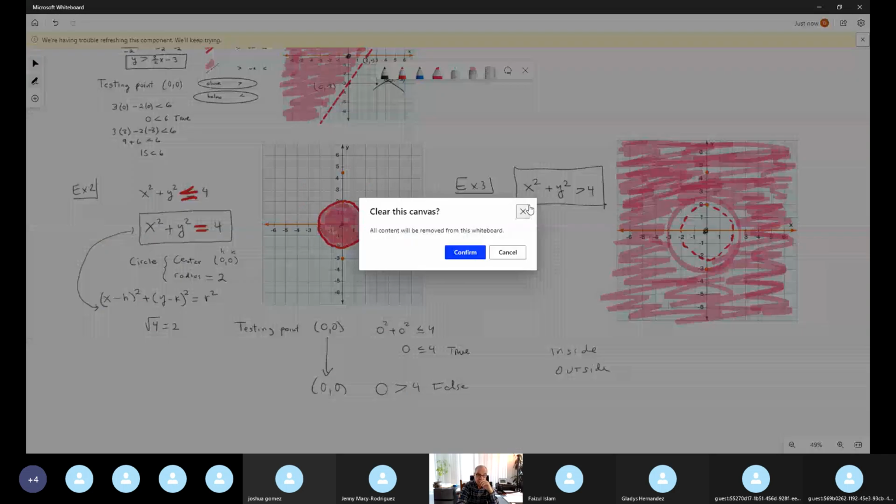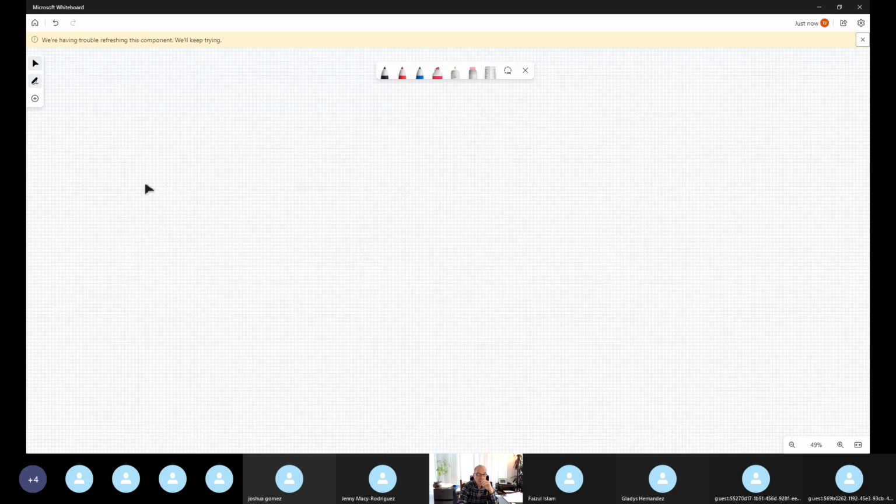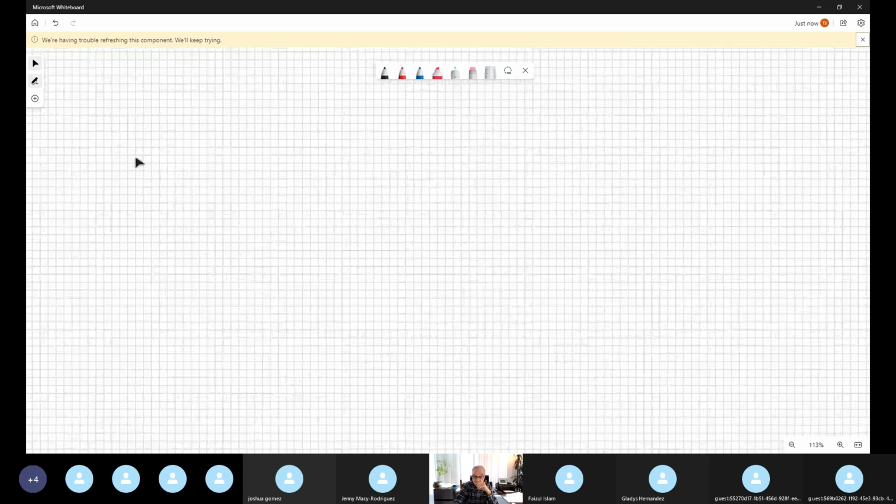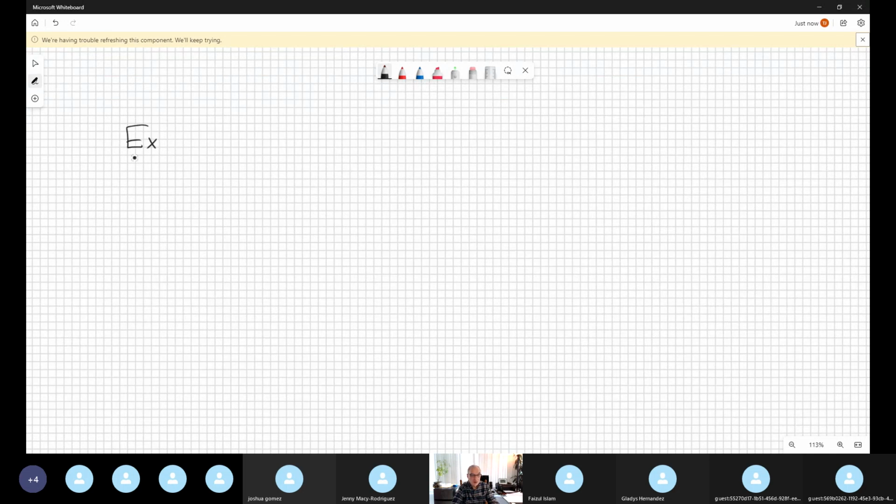Okay. Example 4. Example 4. What is the new complication that brings me the problem? It's that we have no one inequality, we have several. In this case, I don't want to complicate too much. You have two.